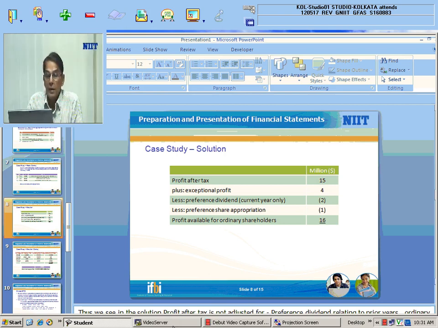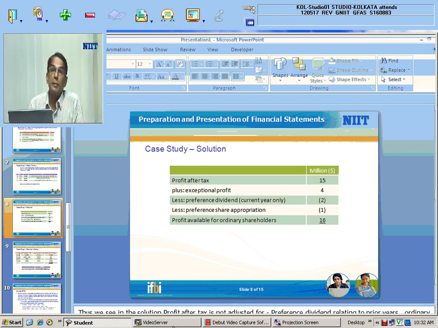So we are adjusting the profit after tax, adding the exceptional profit to it. So 15 plus 4. We are reducing it by the preference dividend for the current year on the cumulative preference share, that is 2 million. We are reducing it also by the preference share appropriation on redemption, 1 million. So the total profit attributable to the ordinary shareholders is 16 million.